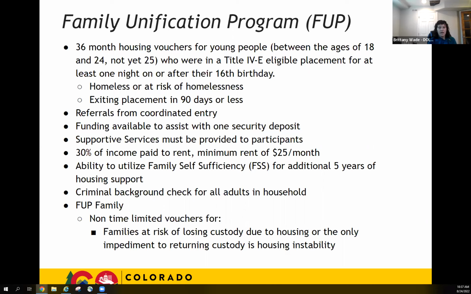And then the other side of the FUP program is a FUP family voucher, which is a non-time limited voucher. And these are direct referrals from child welfare, and they are for families who are at risk of losing custody of their children due to housing, or the only thing keeping them from being able to have their children returned to their custody is housing. And so those don't have a case management requirement, but obviously as much supportive services as we can provide to our families is always really helpful. And so Catherine, happy to have you up to the next slide.